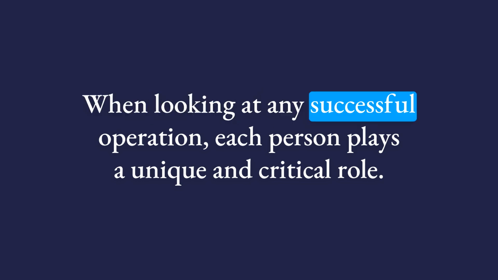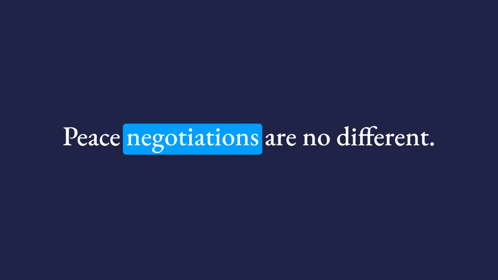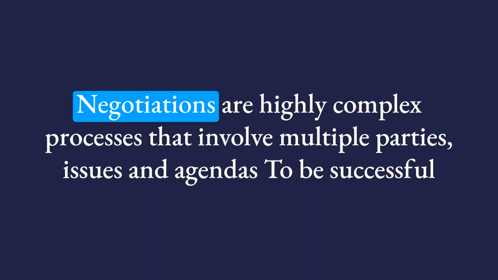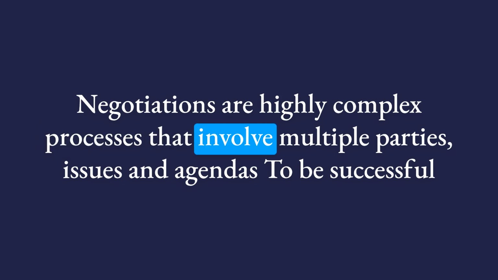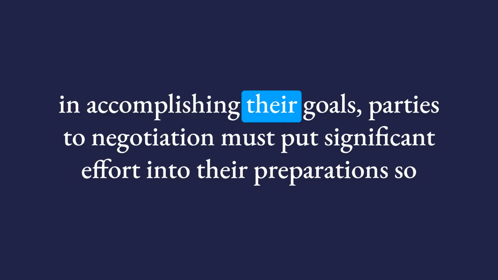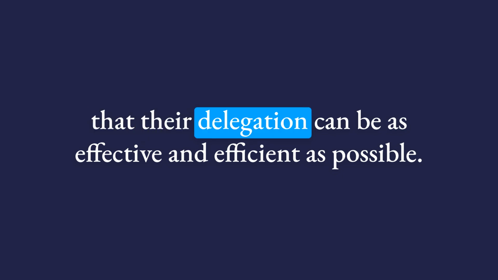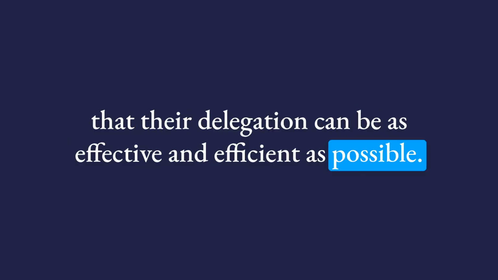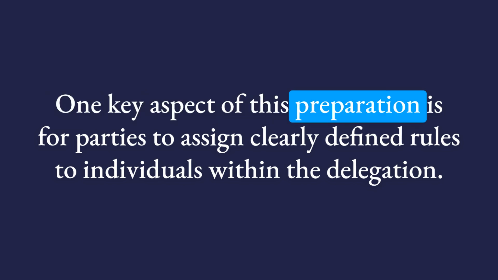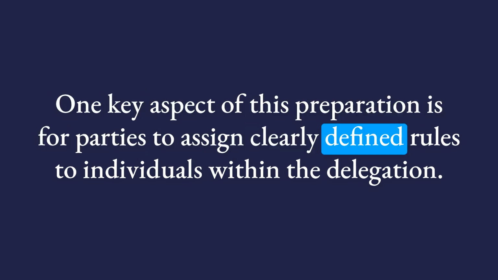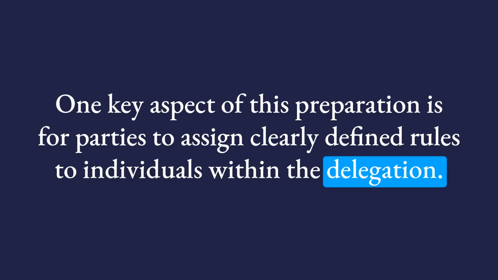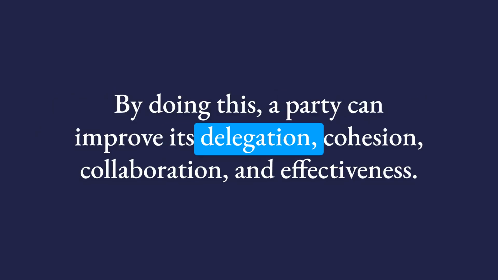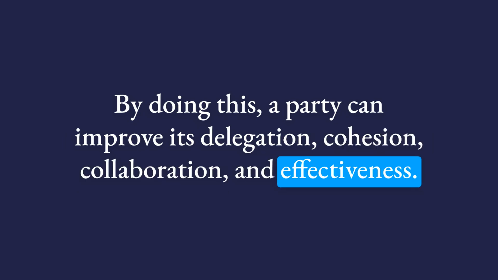So when looking at any successful operation, each person plays a unique and critical role. Peace negotiations are no different. Negotiations are highly complex processes that involve multiple parties, issues, and agendas. To be successful in accomplishing their goals, parties to negotiation must put significant effort into their preparations so that their delegation can be as effective and efficient as possible. One key aspect of this preparation is for parties to assign clearly defined roles to individuals within the delegation. By doing this, a party can improve its delegation cohesion, collaboration, and effectiveness.